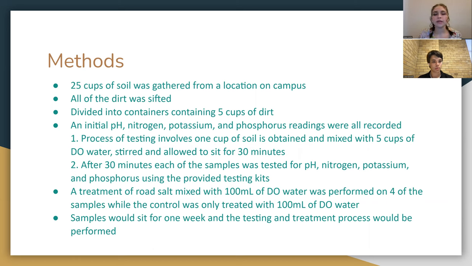To test this, we mixed 1 cup of soil with 5 cups of RO water, stirred it, and allowed it to sit for 30 minutes to let the soil settle. After 30 minutes, each of the samples were tested again for pH, nitrogen, potassium, and phosphorus using the provided testing kits. And then we applied different concentrations to each of the samples with road salt, the same road salt that Concordia campus uses, alongside some water. On the control sample, we just used water.